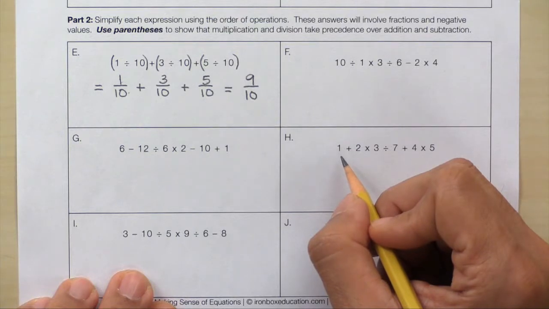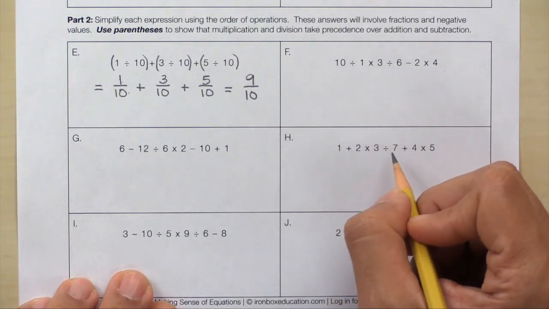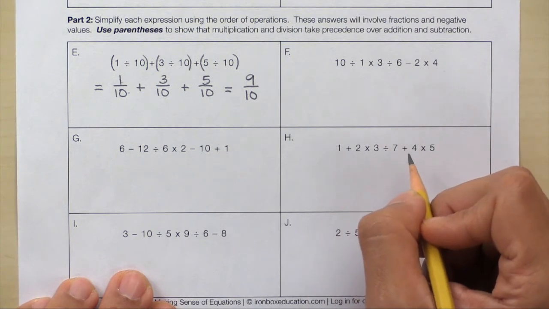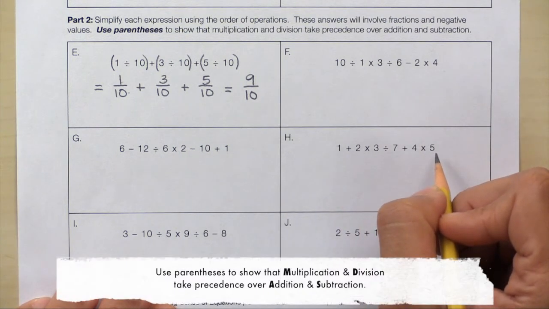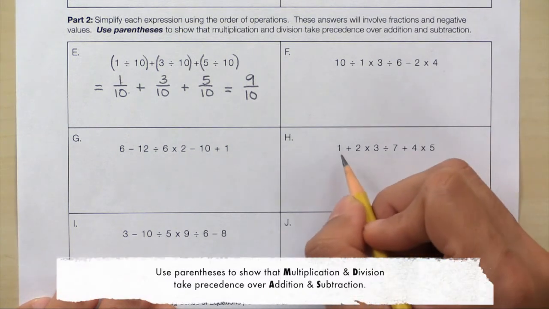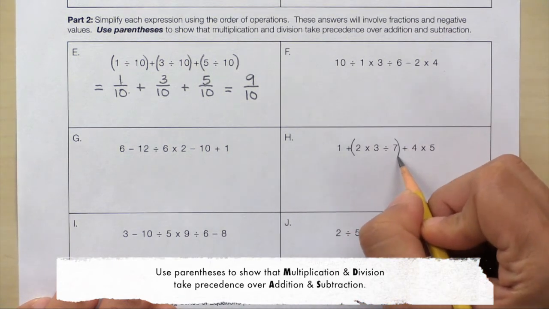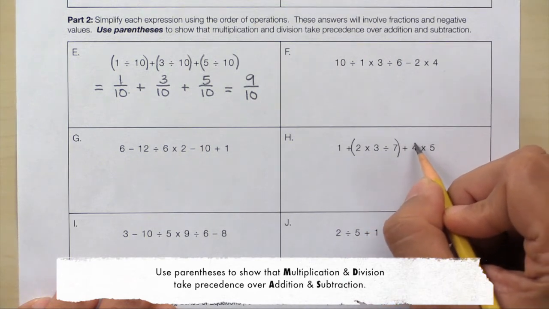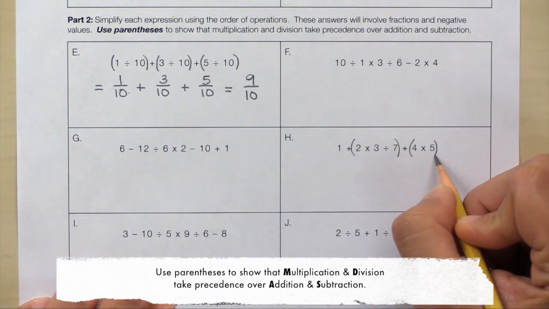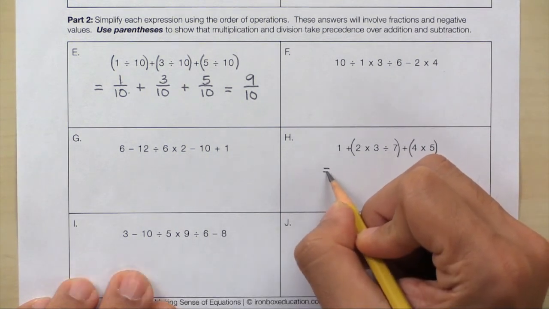Here's box H. Here's 1 plus 2 times 3 divided by 7 plus 4 times 5. And let's use parentheses to help us out. So here's 1 plus 2 times 3 divided by 7 plus 4 times 5. Let's go to the next line.